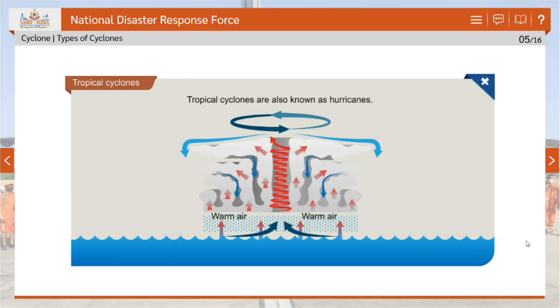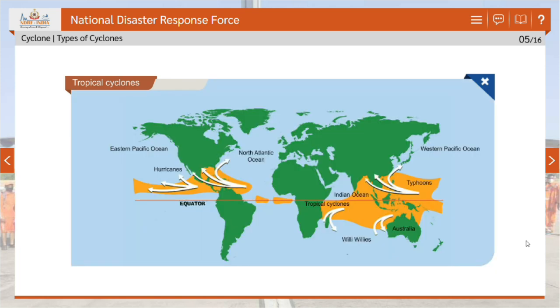Tropical cyclones are also known as hurricanes. Tropical cyclones are destructive storms with strong winds forming over warm ocean waters centered around a low-pressure eye. Tropical cyclones have many names. They are called hurricanes in the North Atlantic and Eastern Pacific Oceans, typhoons in the Western Pacific Ocean, tropical cyclones in the Indian Ocean and willies in the waters near Australia.